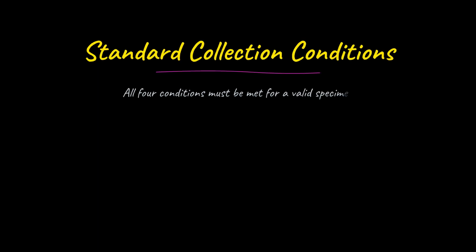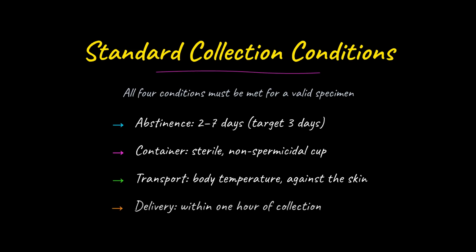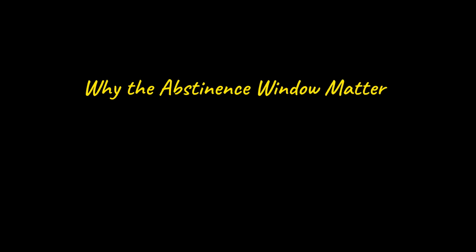The 4 required conditions are a 2 to 7 day abstinence window, a sterile non-spermicidal container, body temperature transport carried against the skin, and delivery to the laboratory within 1 hour. The epididymal storage cycle explains the window.